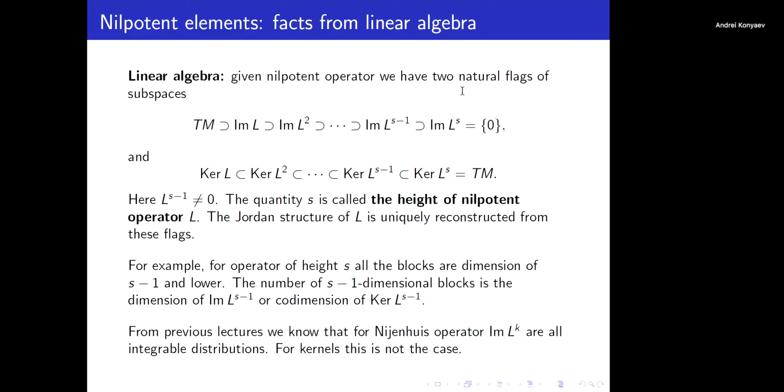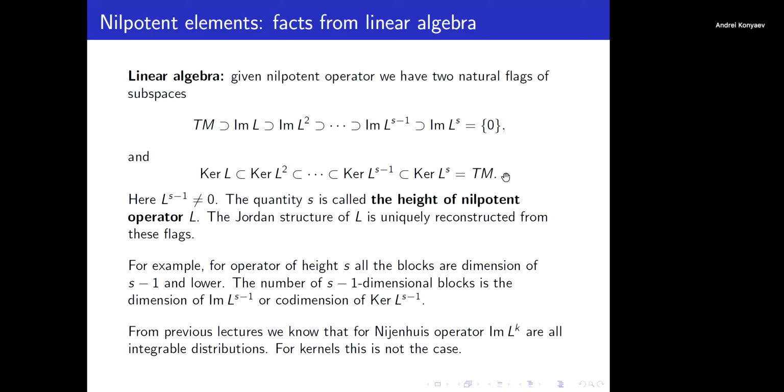And the kernel of L, it's the opposite situation. It grows bigger and bigger because L sends some vectors into the 0, then L squared sends more vectors into the 0, and so on, till the zeroth operator has kernel which coincides with the tangent space. It means that it sends all the vectors into the 0, right? This is just growing. Those two flags, each of them carries enough information for us to reconstruct the Jordan normal form.